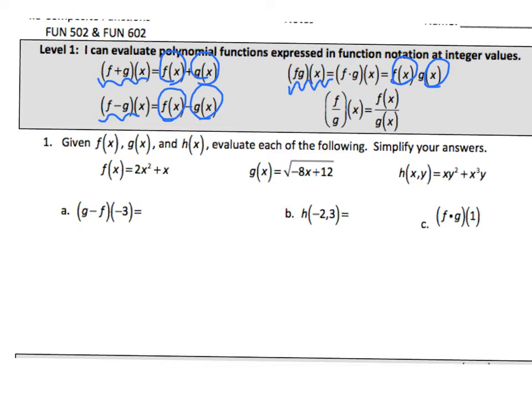So number 1, it says f of x, g of x, and h of x. Evaluate the following and simplify your answers. So we have f of x is 2x squared plus x. G of x is the square root of negative 8x plus 12. And h of x y is x y squared plus x cubed y. Okay, so first of all, in A, we have g minus f at negative 3.